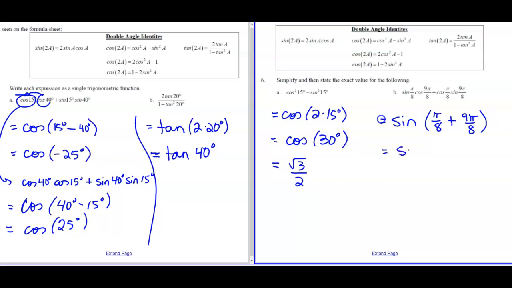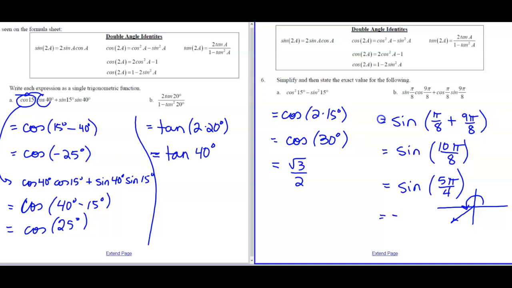Okay? In this one, for the sum ones, I would show that separately like that. So then that's 10 pi over 8, which reduces to 5 pi over 4. So remember, 5 pi over 4 is there. So sine is, that's in the third quadrant, so negative. Reference angle is pi over 4. So that's root 2 over 2.